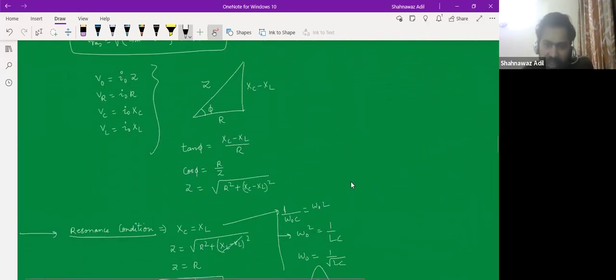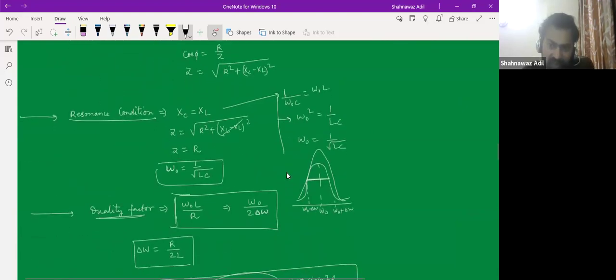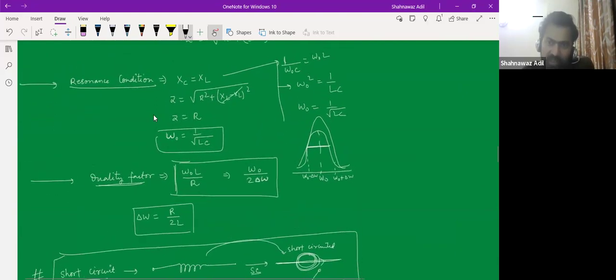And then what are the other things that we have? These two things are important. We have the resonant condition in which XC becomes XL. This frequency is called the resonance condition, and it is related with inductance and capacitance, so 1 by root LC. And then we have the quality factor. So just note down these two things. The rest of the things you already know.